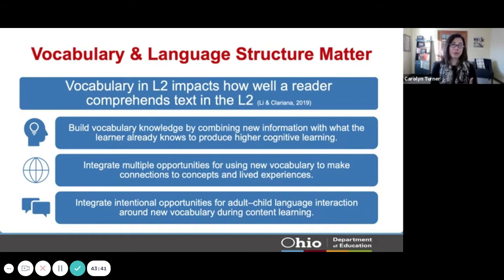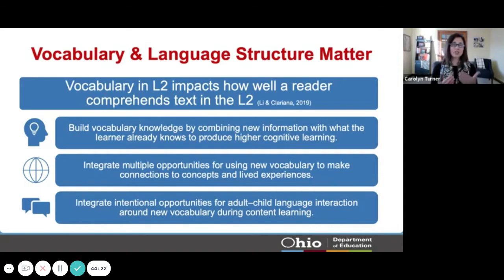So when we build our vocabulary knowledge, we want to make sure that we're combining new information with what the learner already knows. Okay, so we're helping them build this mental model, and that's going to help produce this higher cognitive learning. We want to integrate multiple opportunities to make connections to concepts and lived experiences. It's not enough to just teach them a vocabulary word once. They kind of have to learn to know that word really well and know all the layers of language that are contained in that vocabulary word. We have to integrate intentional opportunities for that adult-child language interaction.